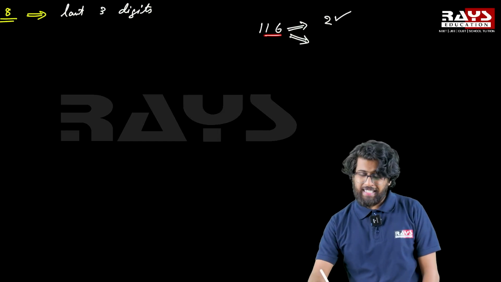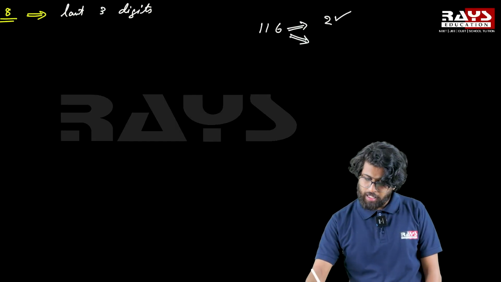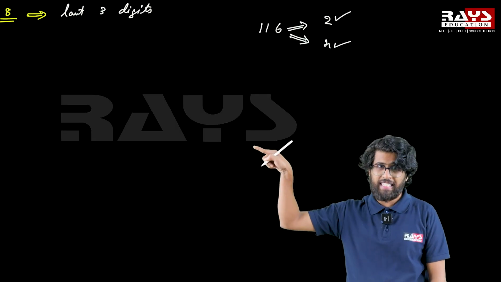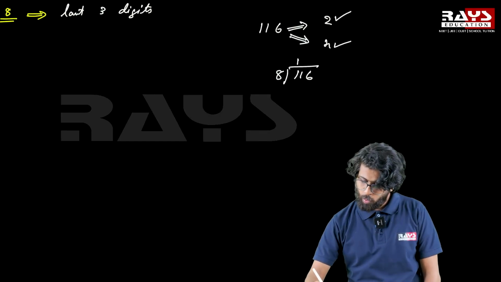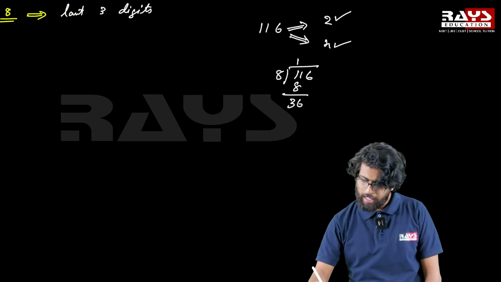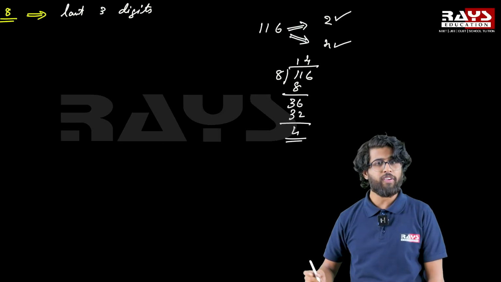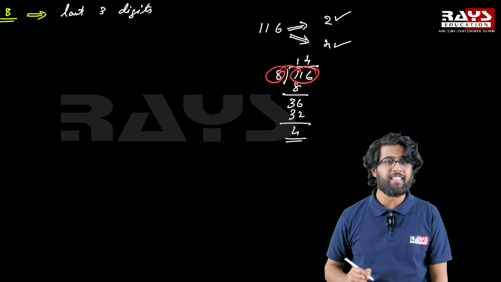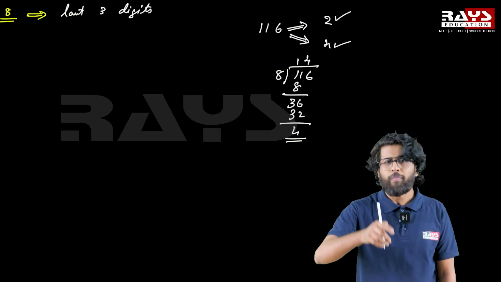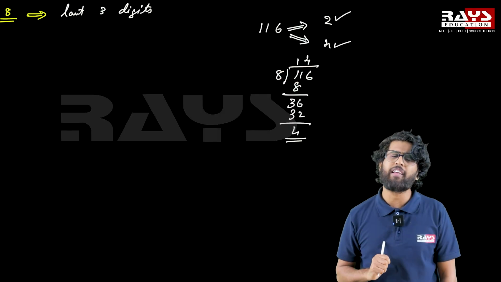The last 2 digits are 16, so it definitely satisfies the divisibility rule of 4. Now let's check whether it is divisible by 8 or not. 116: 8 times 1 goes here, 3, 36. No, 4 times 32, the remainder is 4. So if we have a remainder, that means 8 does not completely divide 116. So that won't work here, guys.